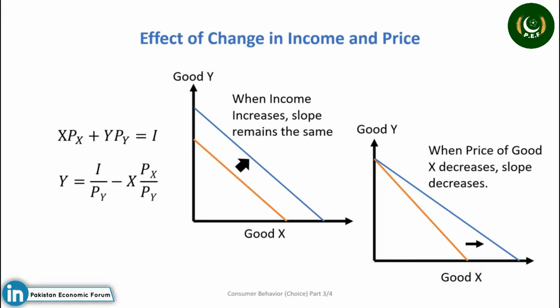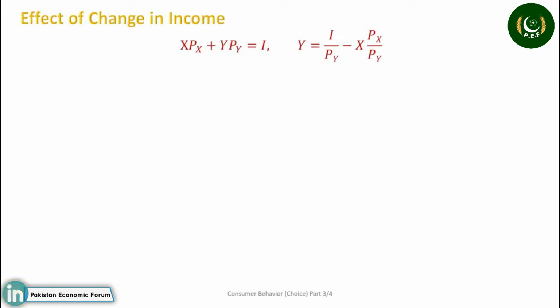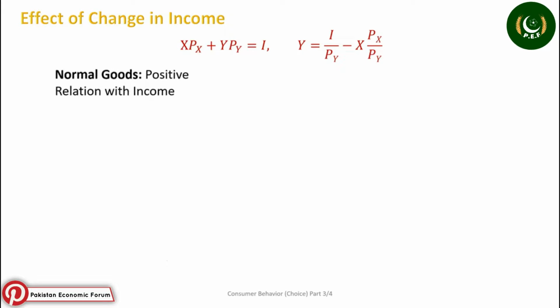Now let's first talk about the income effect. That is, what happens when the income of the consumer changes whereas the prices of both commodities remain the same. Students, we know that goods can be categorized as normal goods or inferior goods. Normal goods are those for which the demand increases with an increase in income. Let's assume that both the commodities are normal goods.